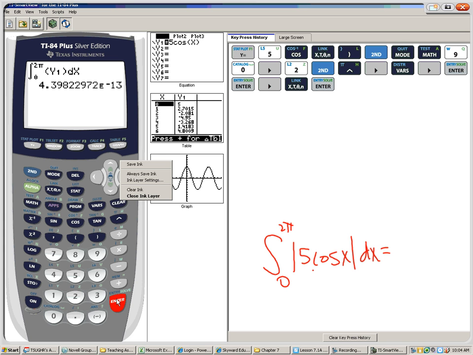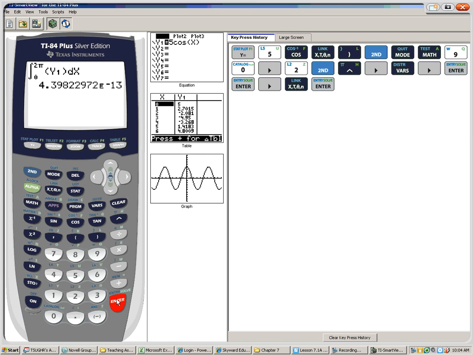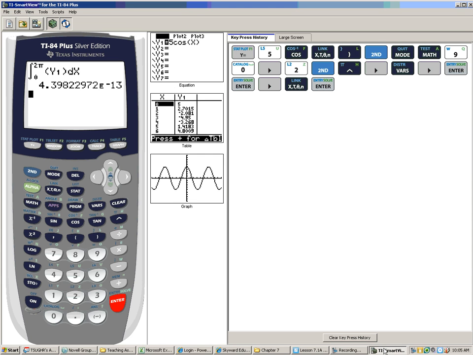Clear this out. Math 9 for fnInt. Why is it not doing it? Clear? What's that? Yeah, but it's not. How do I right click it? There we go. Does that work?